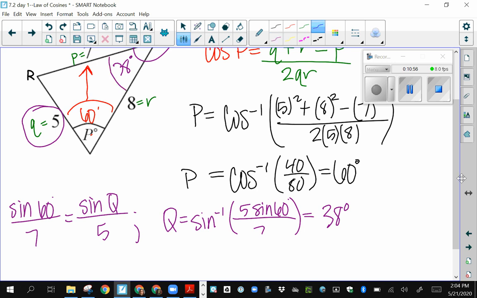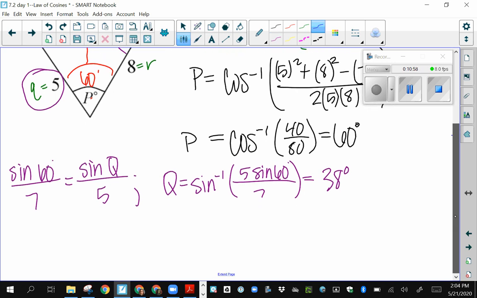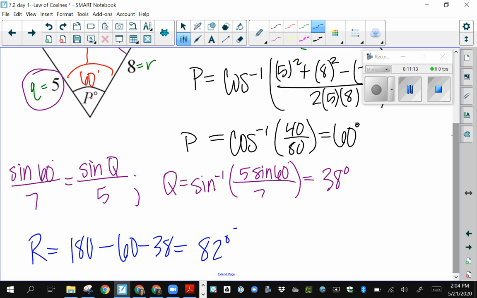Okay, so just like the last problem, you could definitely use law of cosines or law of sines to find angle R, but it's not the fastest way to do it. Use your triangle sum theorem. 180 minus the 60-degree angle minus the 38-degree angle leaves us 82 degrees remaining. So it was not an obtuse triangle anyway.